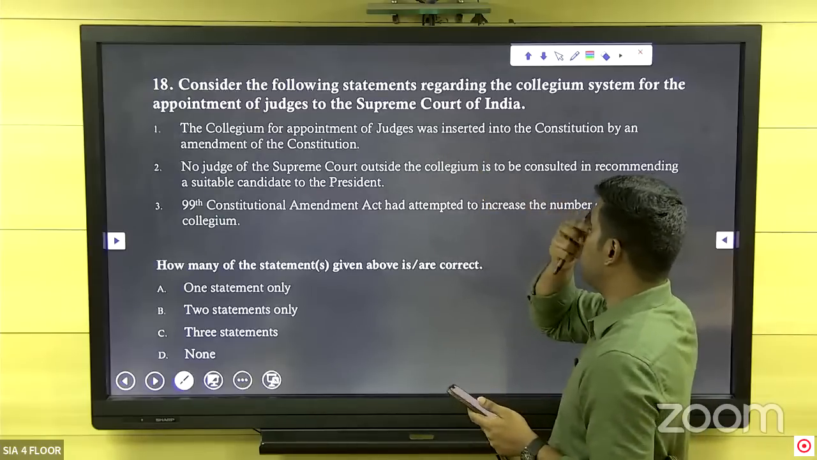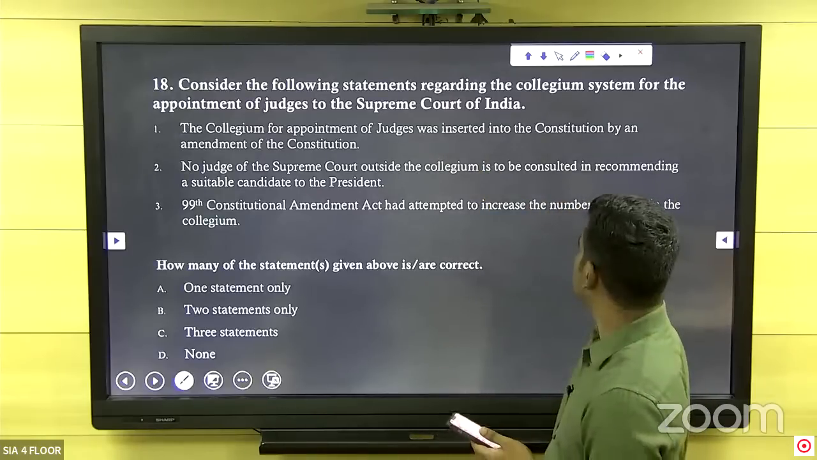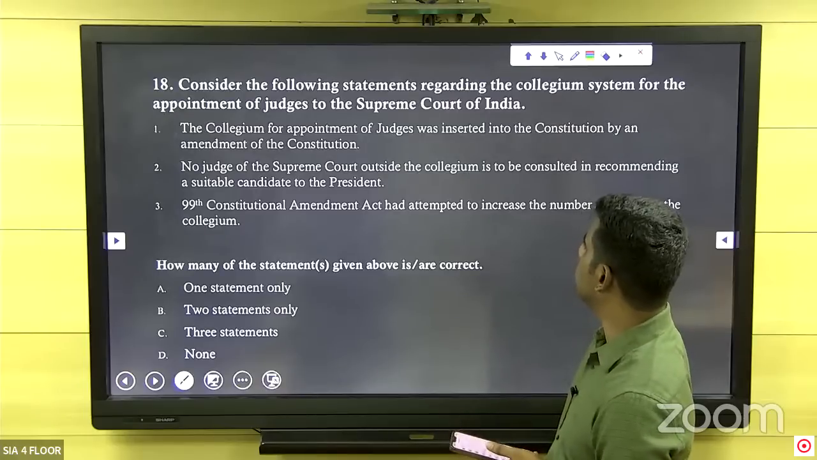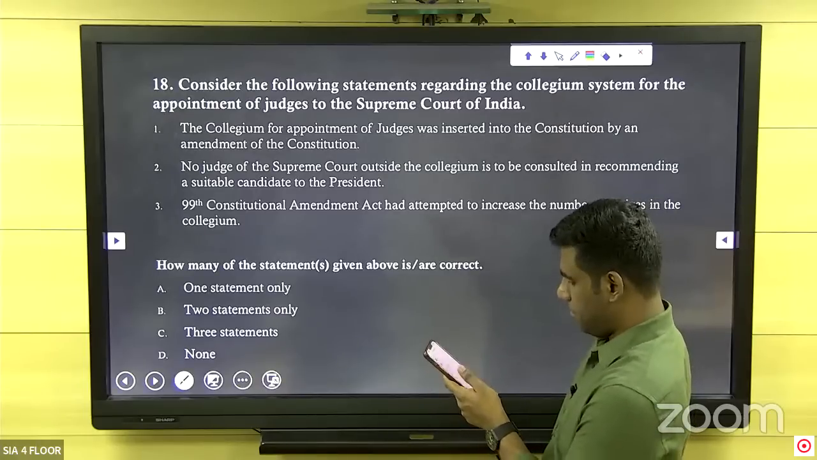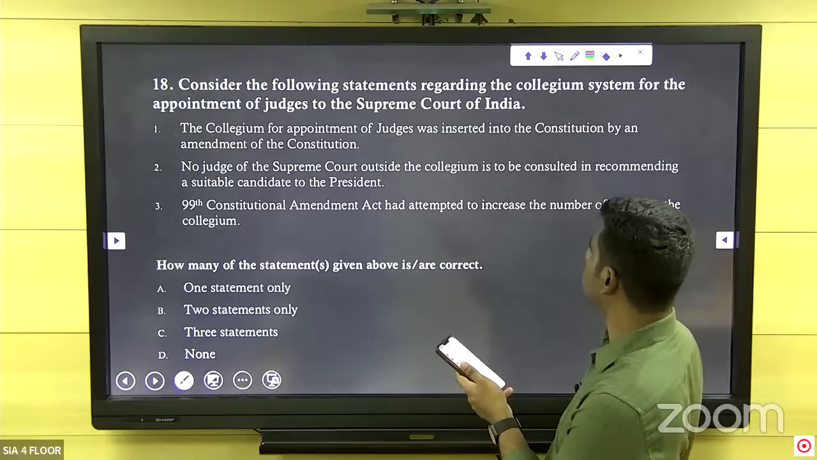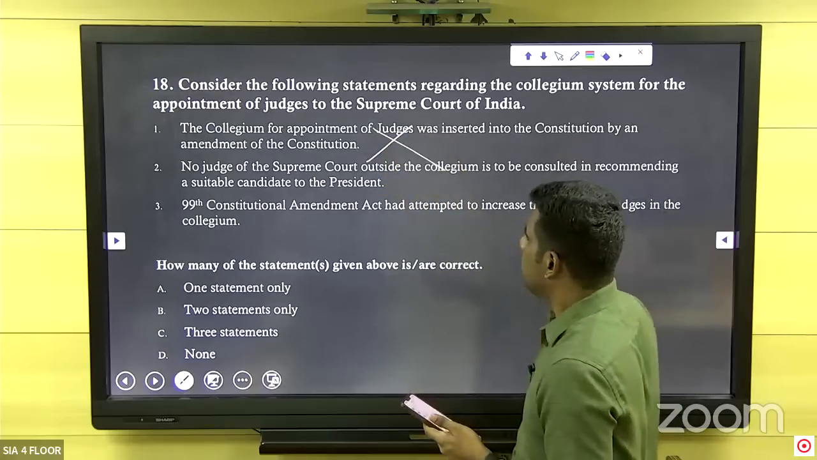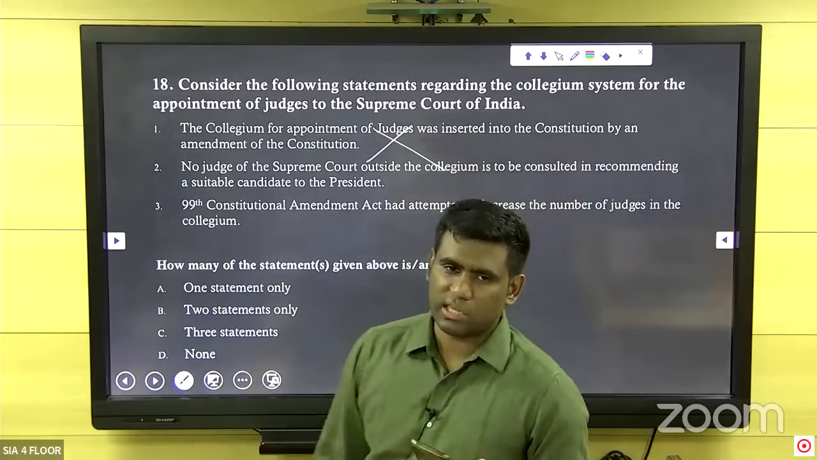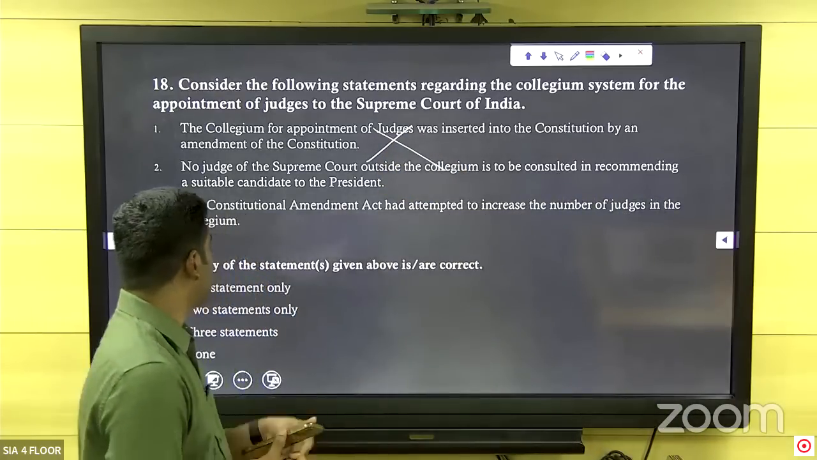Okay. Moving to question number 18. Consider the following statements regarding the collegium system for the appointment of judges to the Supreme Court. The collegium was inserted into the constitution by an amendment. No, it is as a result of the Three Judges' Cases and not because of a constitutional amendment.